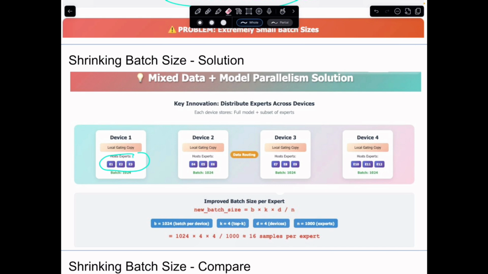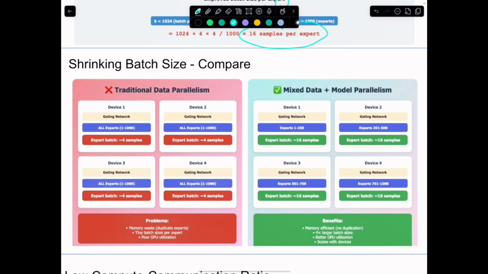But now, if you think about this from the expert network perspective, previously it only received data from its local machine, but right now it will receive data from all the devices. So the difference is reflected here. And as you can see, now we're able to improve the batch size for each expert by a factor of D, which is the number of devices. Here is a side-by-side comparison.